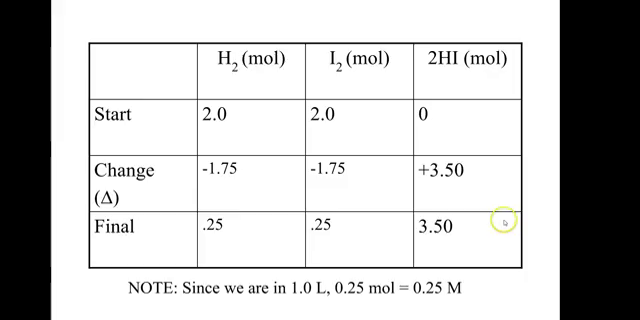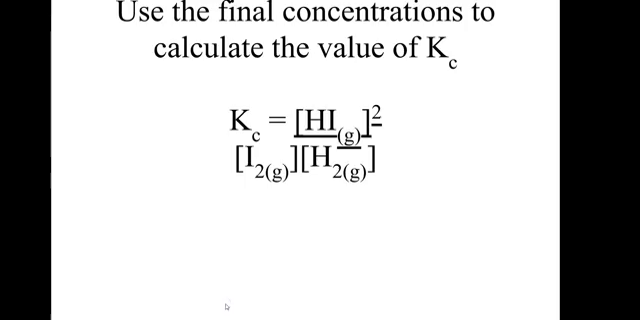Now we just add everything up on the bottom. When I add everything up, 3.5, 0.25, 0.25 moles per liter. Good news, we now have the concentrations at equilibrium, which means I can find the equilibrium constant. I haven't done the math yet, but I'm guessing it'll be bigger than 1, which means it favors the products.